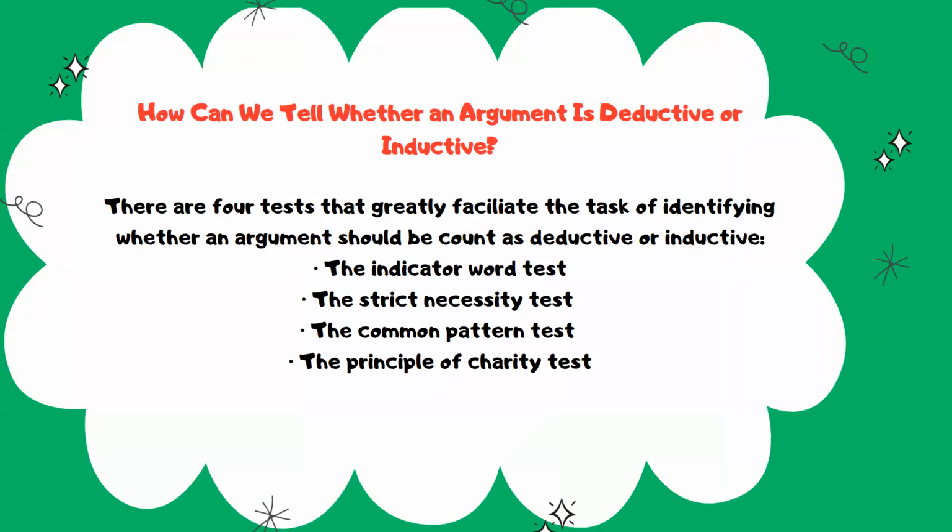How can we tell whether an argument is deductive or inductive? There are 4 tests that quite simplify the task of determining whether an argument should be regarded as deductive or inductive. The first test is the indicator word test. The second one is the strict necessity test. The third one is the common pattern test. And the fourth, the principle of charity test. Let's start with the indicator word test.